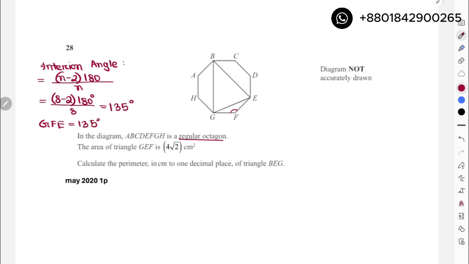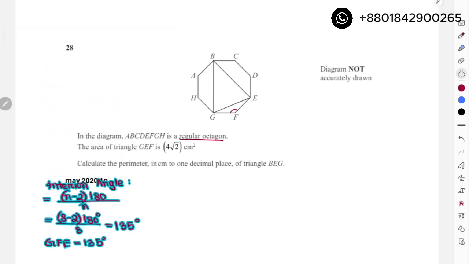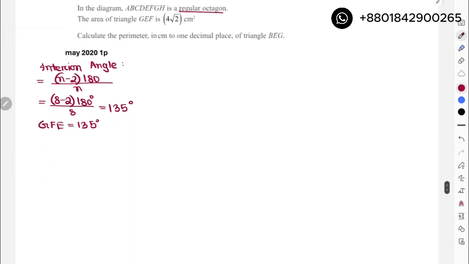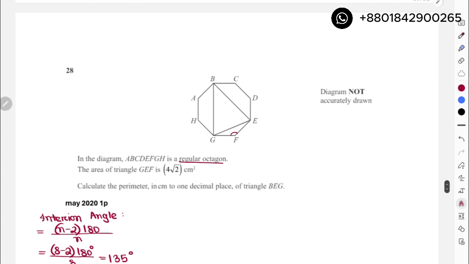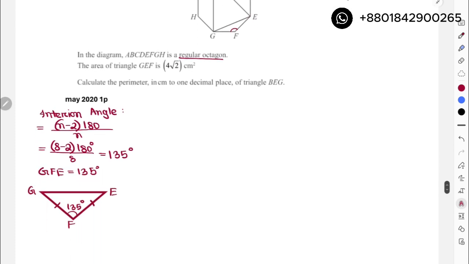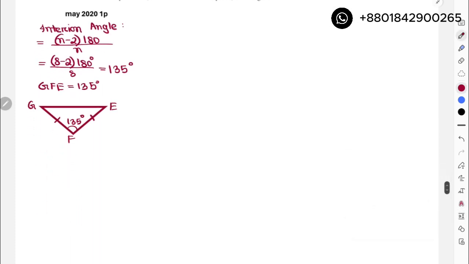Okay, now using this GFE, we will focus on the triangle GFE first. One another thing to understand, that if this angle GFE is given as 135 degrees, this length and this length are supposed to be equal because this is an isosceles triangle. For any kind of regular polygon, the lengths are always equal, right? That means AB, BC, CD, DE, they're all of equal length. So I'll consider that over here, GF and FE are x centimeters.